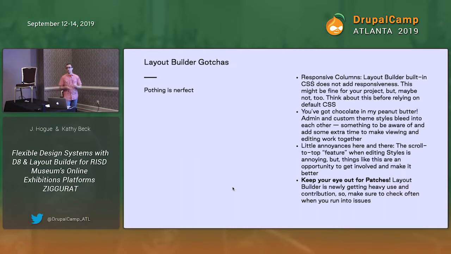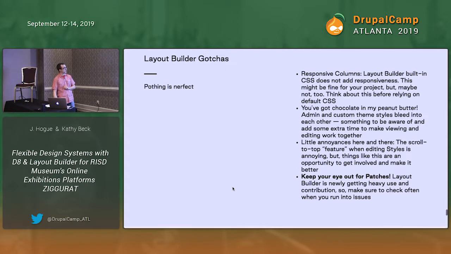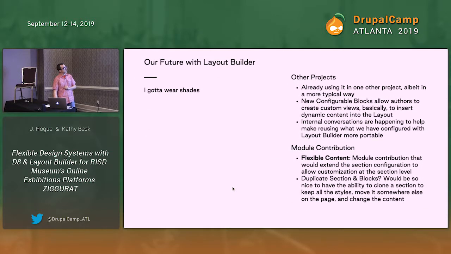And there's little annoyances here, like you saw in one of the videos, but I want to try to think about it as a glass half full situation where these are ways that we can get involved to make it better. If there's something that annoys you, it probably annoys other people. So maybe someone's already working on a fix for that kind of thing. And then, yeah, keep your eye out for patches. Really quickly, our future with Layout Builder, we really liked it for this project, so we are already using it in another project.